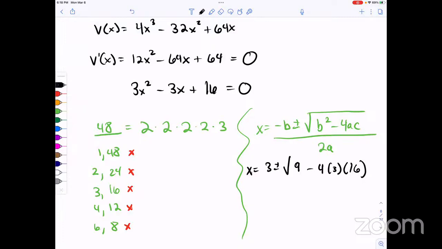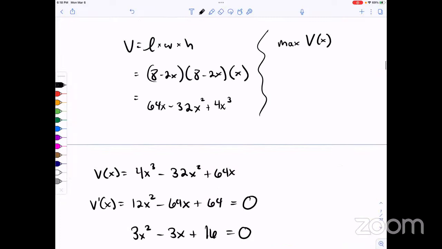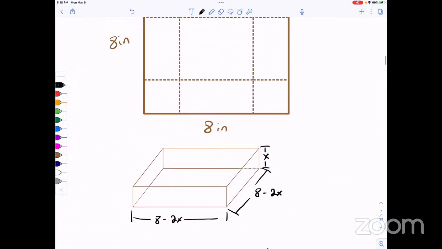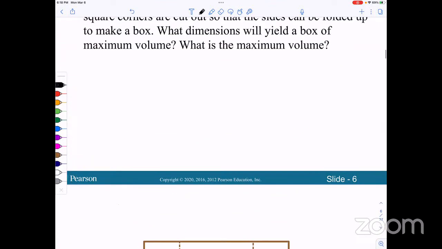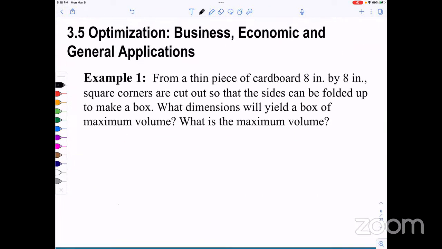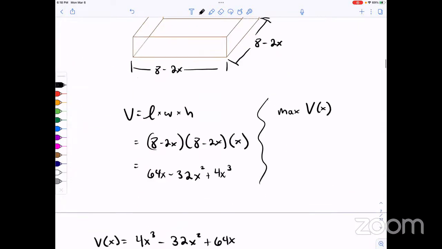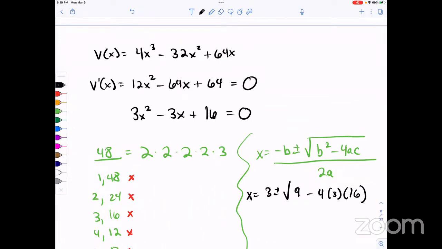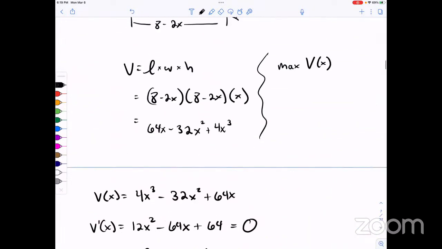Let me just do one more scan. The problem is a piece of material 8 by 8. What are the dimensions of the maximum volume? What is the max volume? So if that's 8 inches, 8 minus 2x, yeah, that's good. Okay, so when we take the derivative, we get this. Let me check this one more time. 8 times 8 outer, 8 times 2 is negative 16, minus 16, negative 32, plus 4x squared. You distribute that.